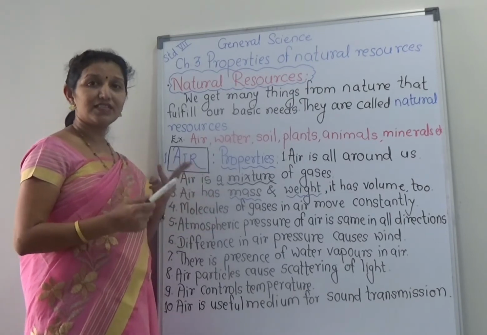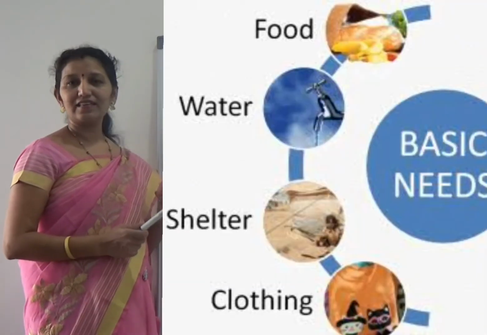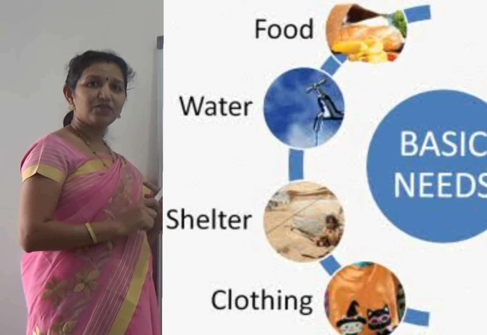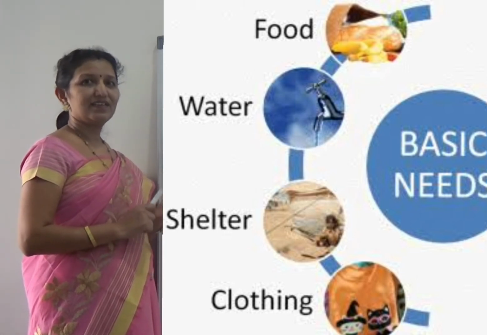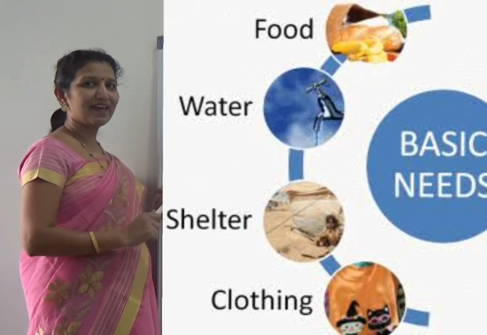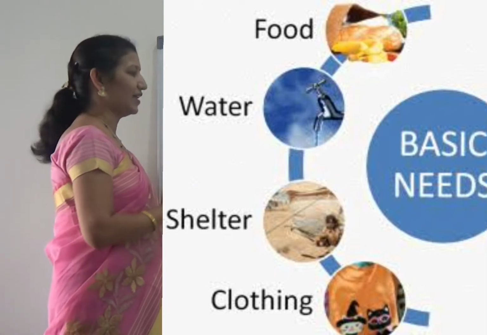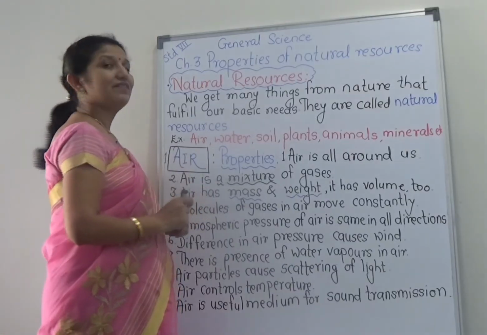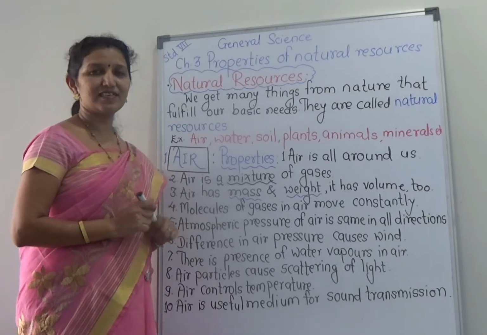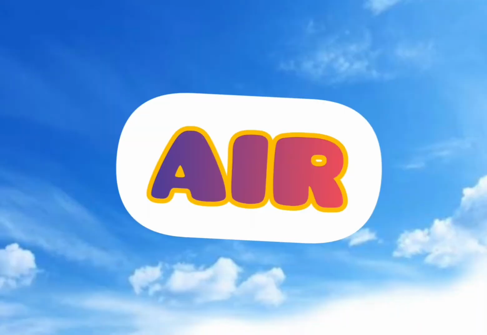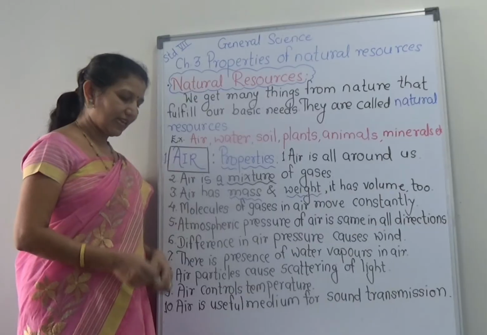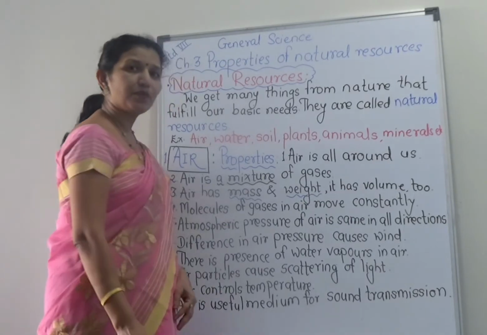And which are our three main basic needs? They are food, clothes and shelter. Roti, kapda aur makan. Anna, vastra, nivara. Now we will turn to the first natural resource, and that is air. Let us see some main properties of air.